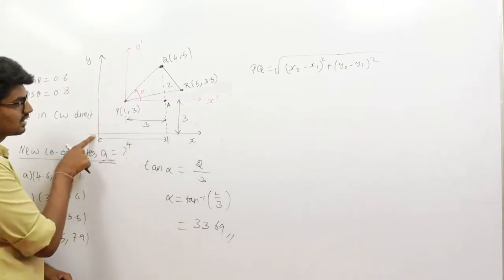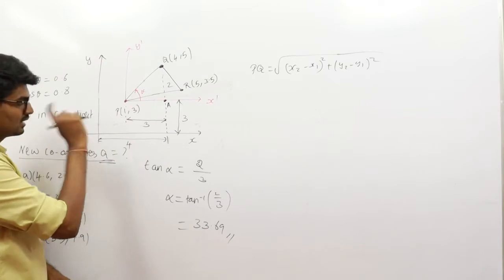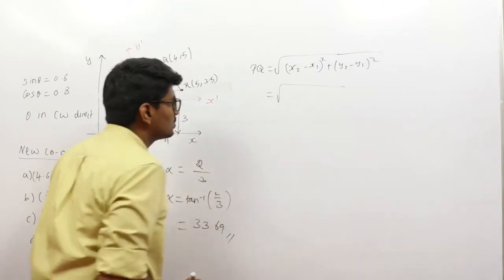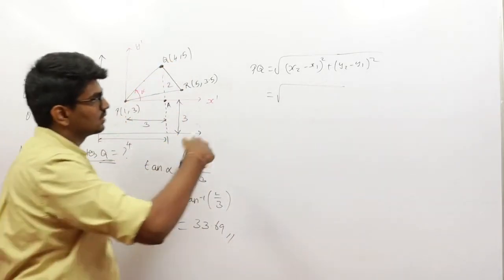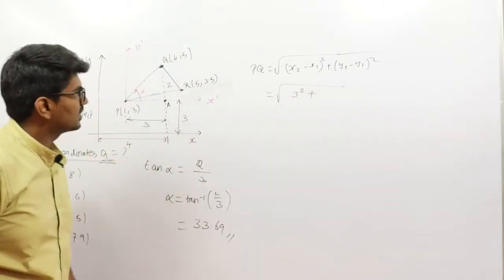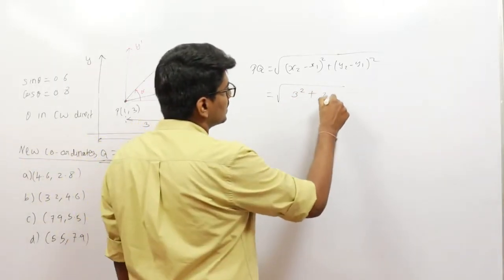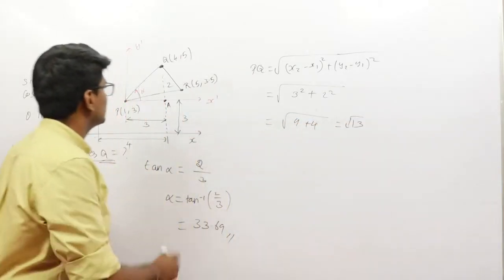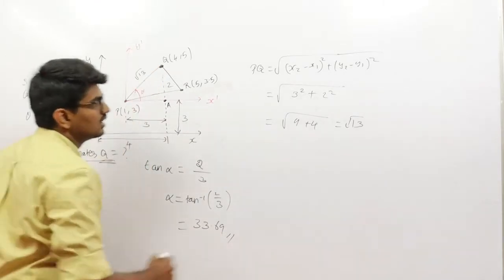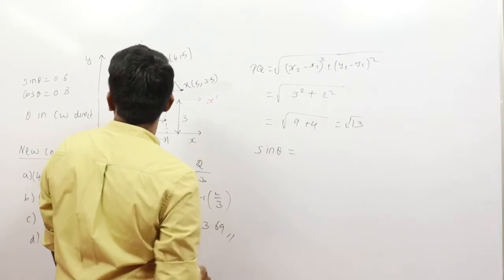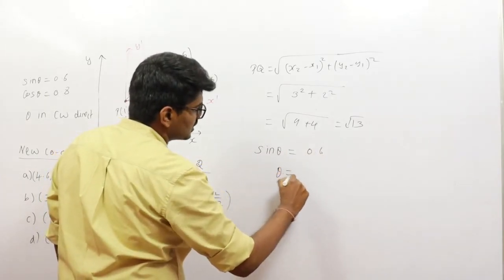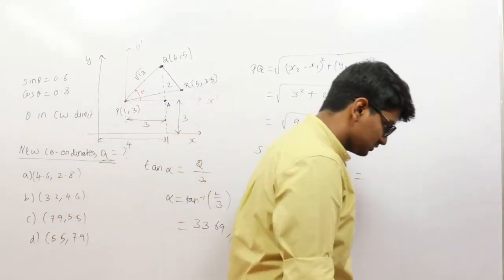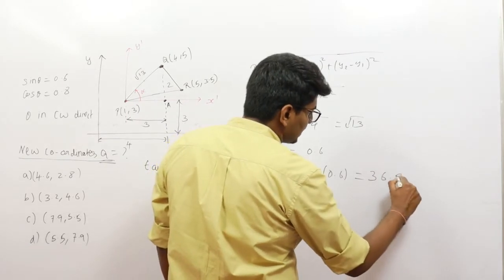Initially this point was at 0, 0, but now it is at some other coordinate, 1, 3. So I need to use this formula, which is root of (x2 minus x1), 4 minus 1, which is 3, so 3 square, plus (y2 minus y1), 5 minus 3, which is 2, so 2 square, which is root of 9 plus 4, which is root 13. So this distance PQ is root 13. Now sine theta is equal to 0.6. So theta is sine inverse of 0.6, which is equal to 36.86 degrees.